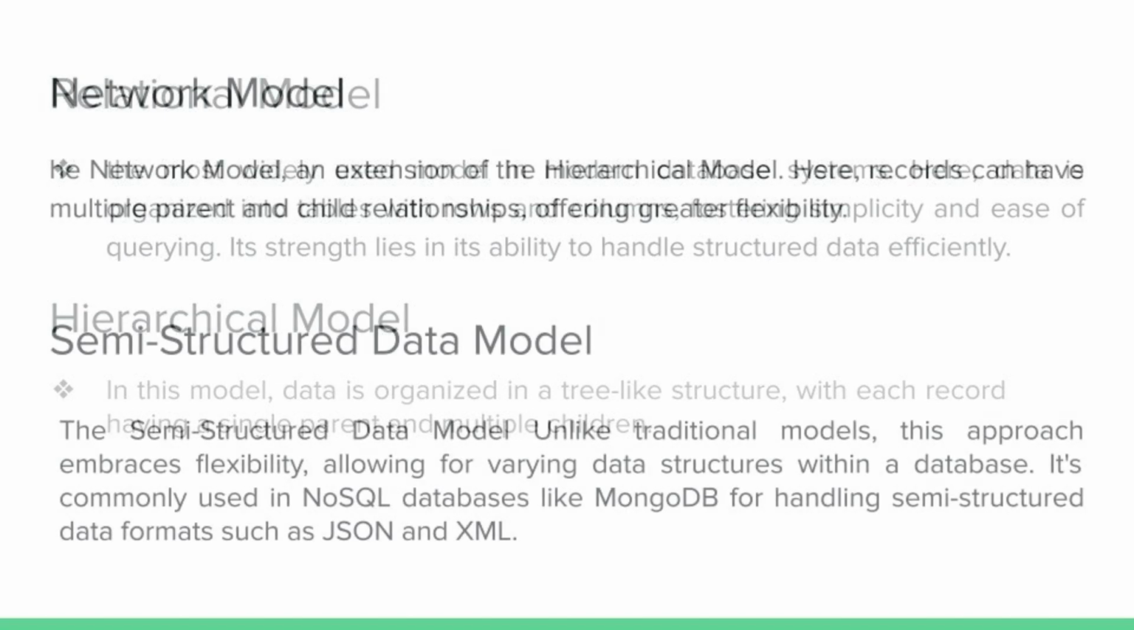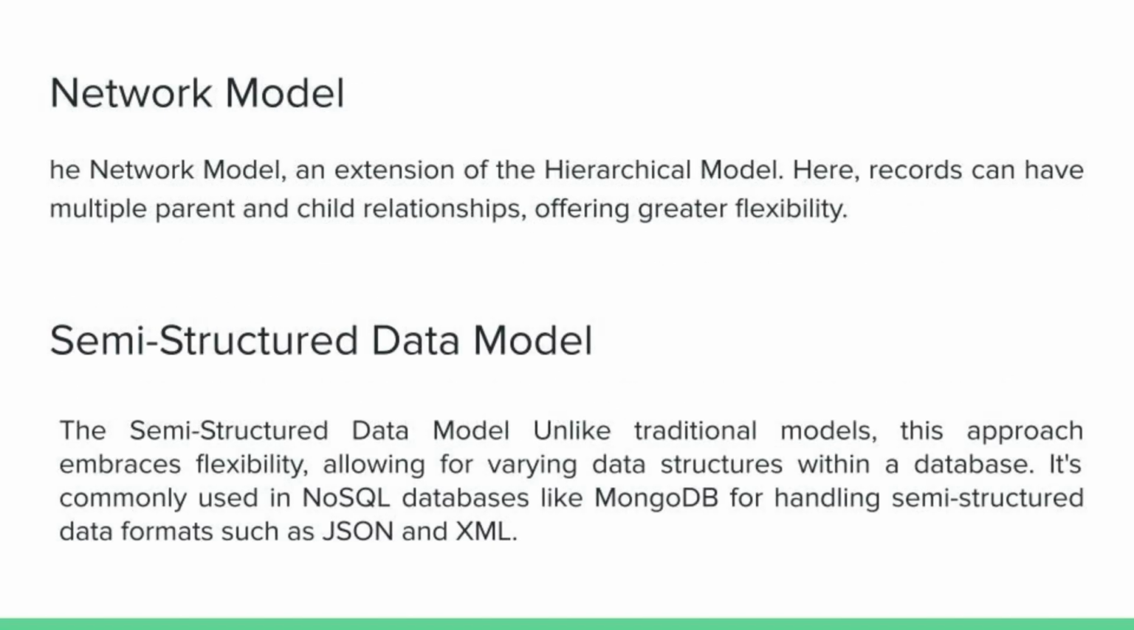Following that, we have the network model, an extension of the hierarchical model. Here, records can have multiple parent and child relationships, offering greater flexibility. However, its complexity and lack of widespread adoption have led to its decline in popularity.